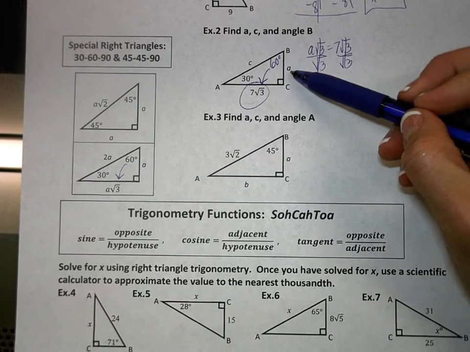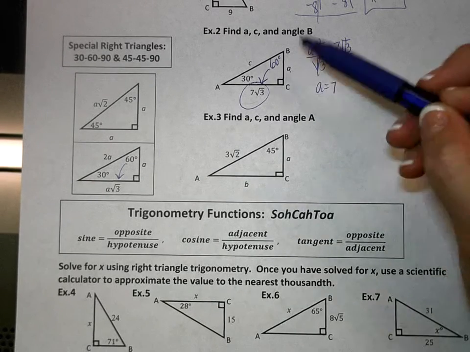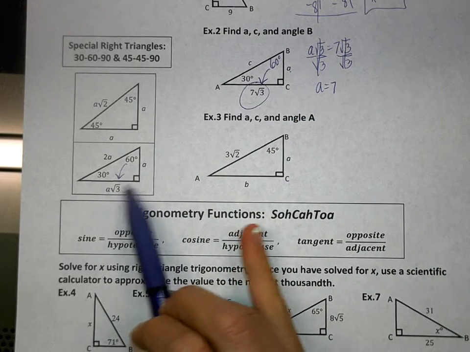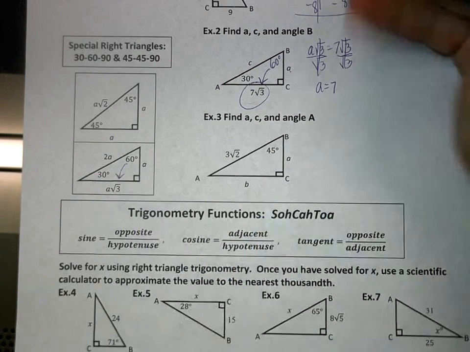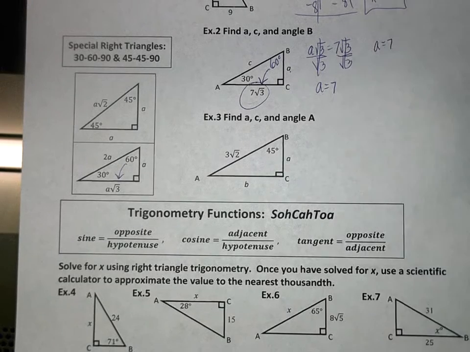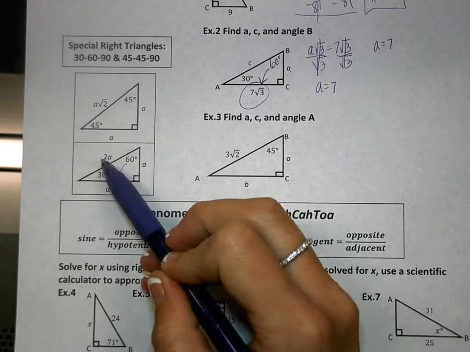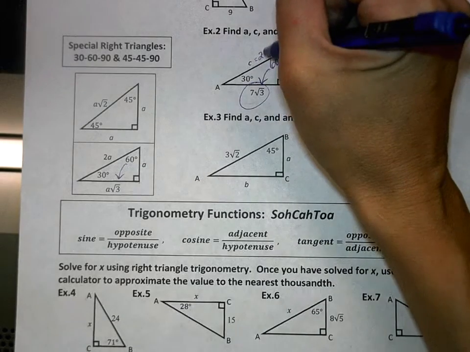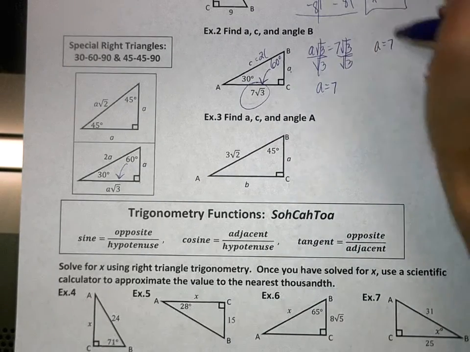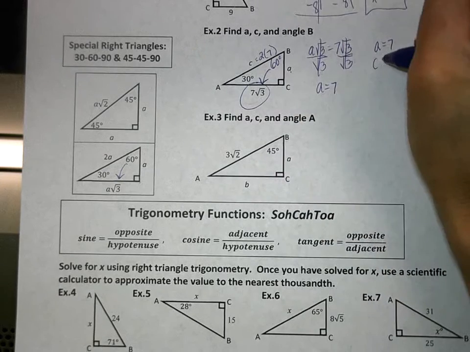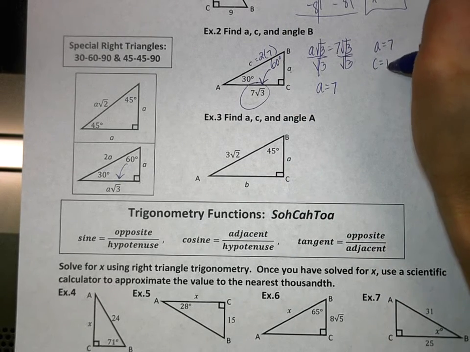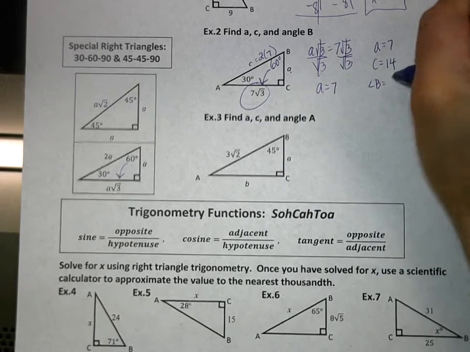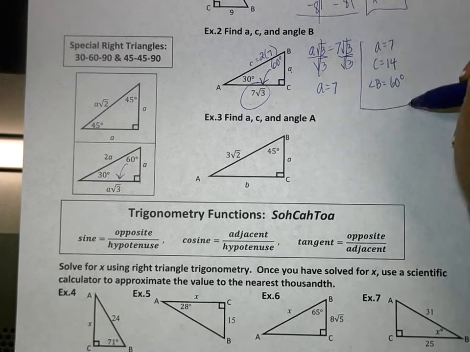Okay, now granted I have an A here, but that might not actually be the answer. In this case it does work that way, but notice across from the 30 is just the A value. So that means that A does equal 7. Across from the 90 degree is 2A. So that means that C is really going to be 2 times 7. So my C is going to be 14. And then we already found that angle B equals 60 degrees.